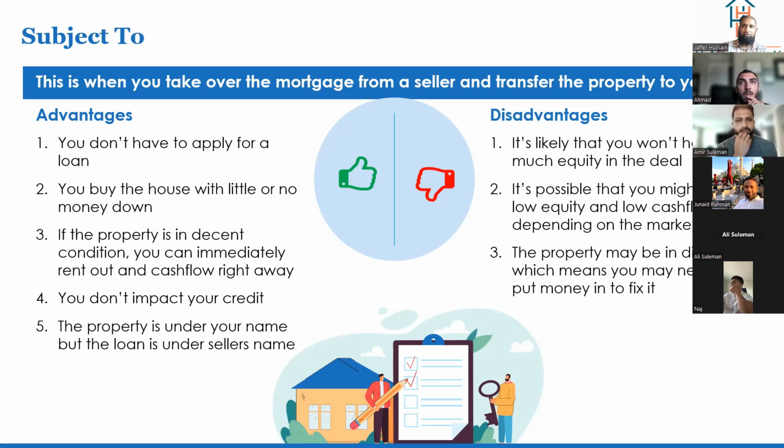So the key thing here is the title is in your name, which gives you ownership. So you're going to own the property. You don't have a mortgage, but there is a mortgage tied to the property. So you may never have to talk to the owner again, right? But that mortgage will still be there.